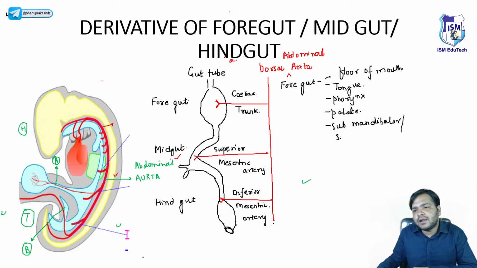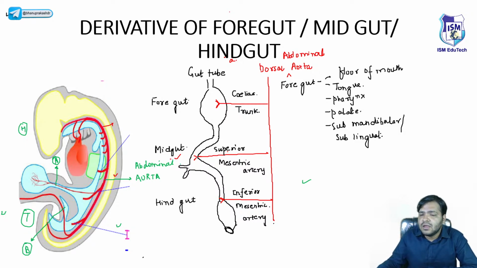and sublingual gland. Beta, parotid gland comes from the mesodermal part, right? So no need to write over here. Sorry, parotid comes from the ectodermal part. It is ectodermal in origin. We will discuss it later. Submandibular and sublingual glands, right?